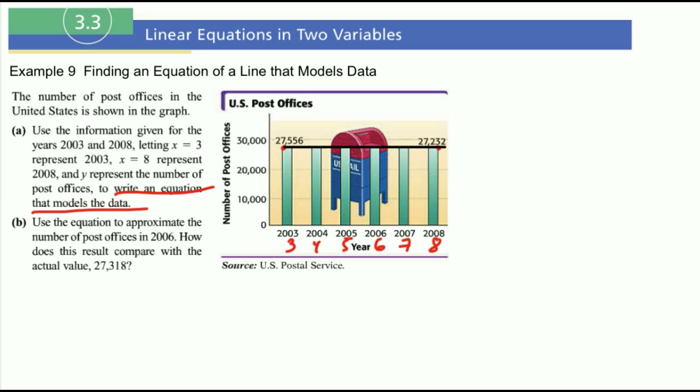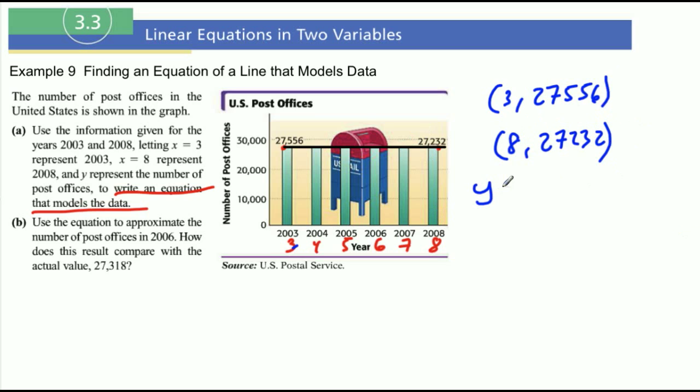So we have two coordinate points right now. This coordinate point is 3, and the y value is 27,556, and the other coordinate point is 8, 27,232. All right. We want to find the equation of a line. So again, what we want to do is put it in slope-intercept form. So we need an m and we need a b. So let's first start with finding the m.